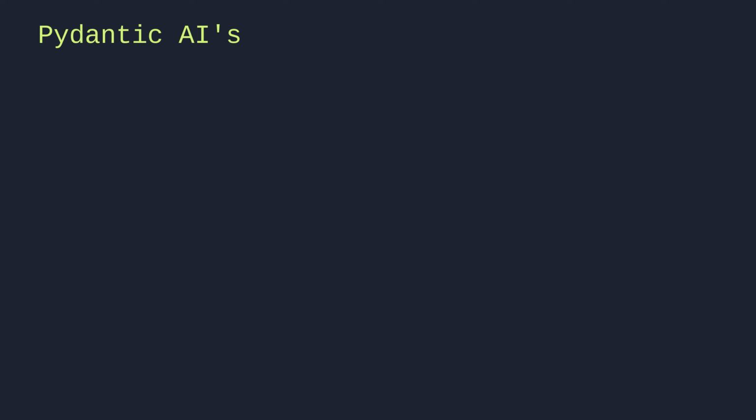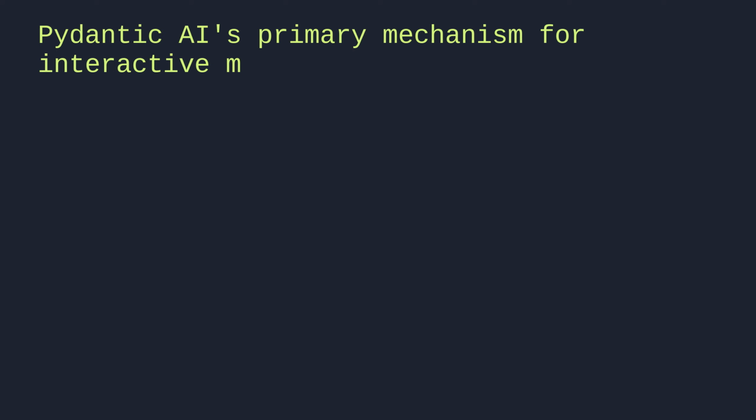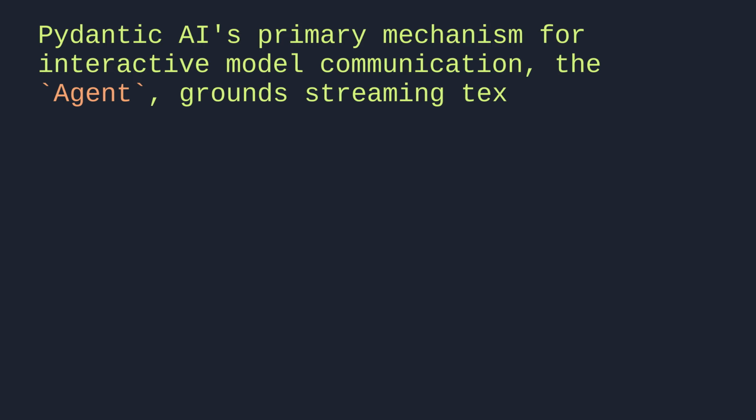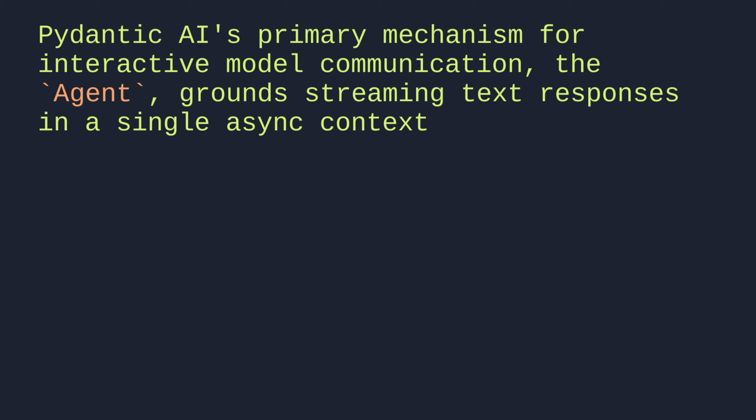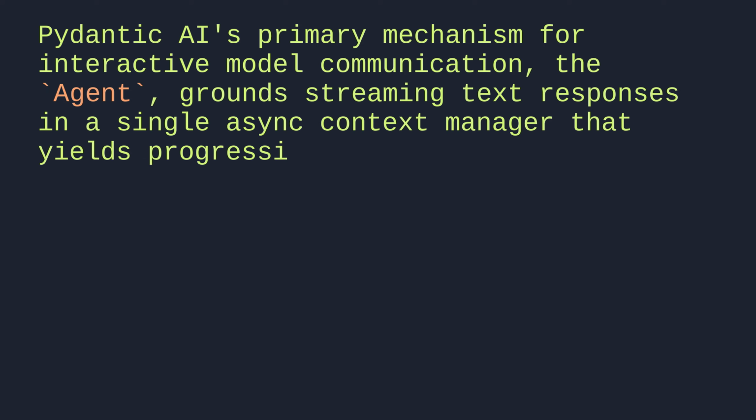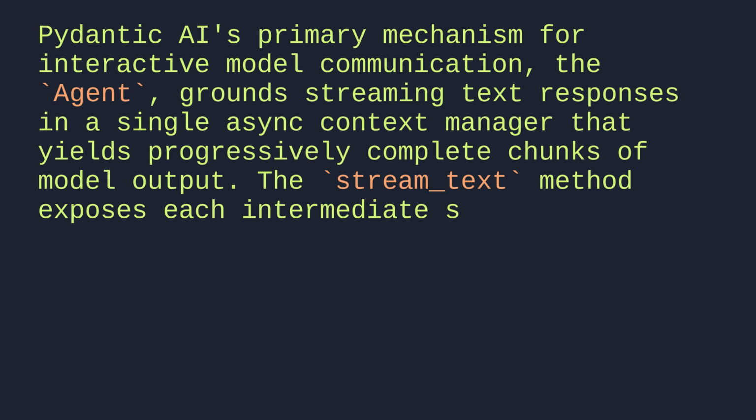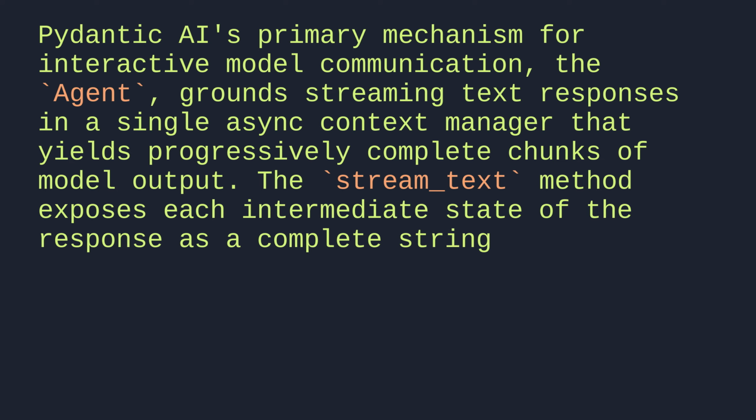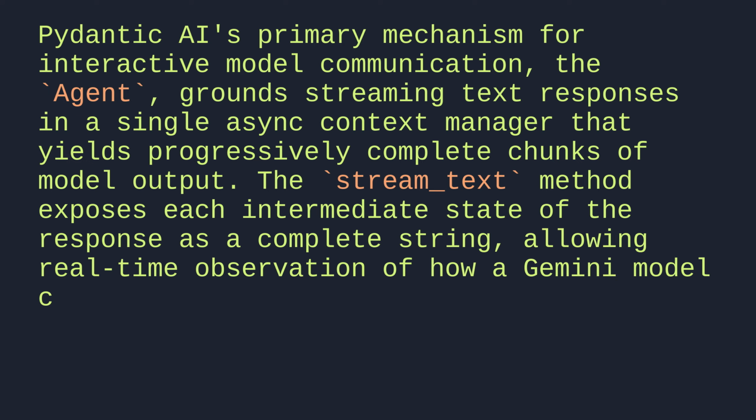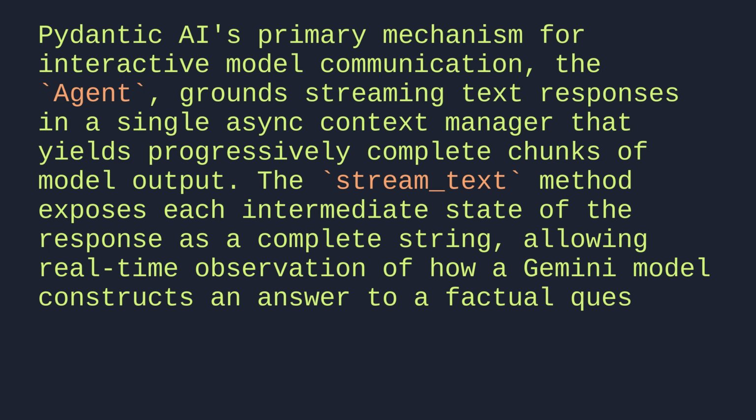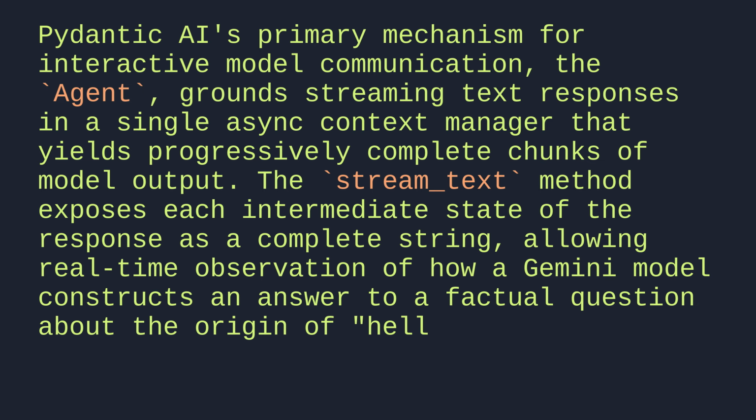Pydantic AI's primary mechanism for interactive model communication, the agent grounds streaming text responses in a single async context manager that yields progressively complete chunks of model output. The stream text method exposes each intermediate state of the response as a complete string, allowing real-time observation of how a Gemini model constructs an answer to a factual question about the origin of Hello World.